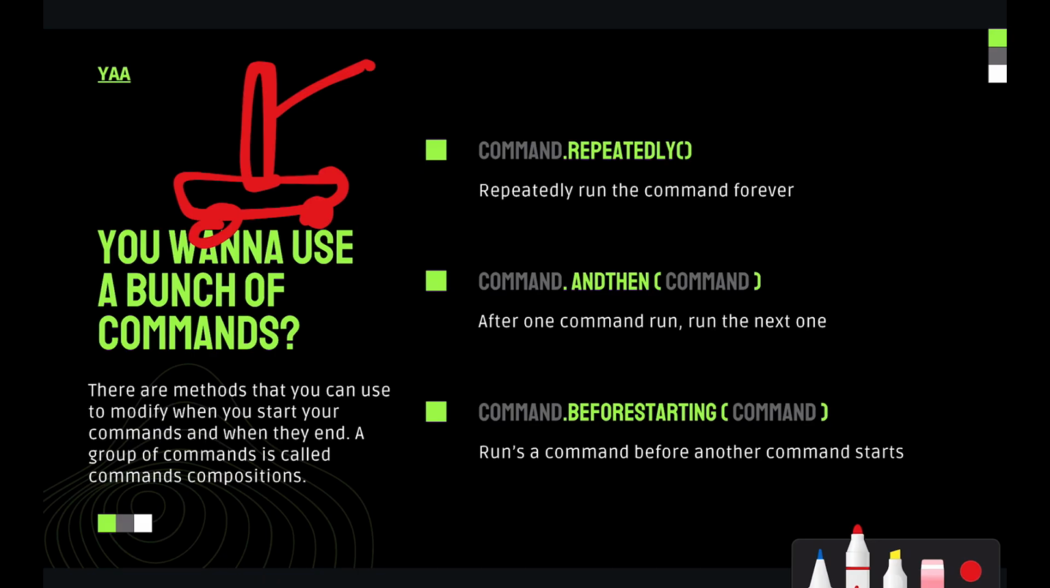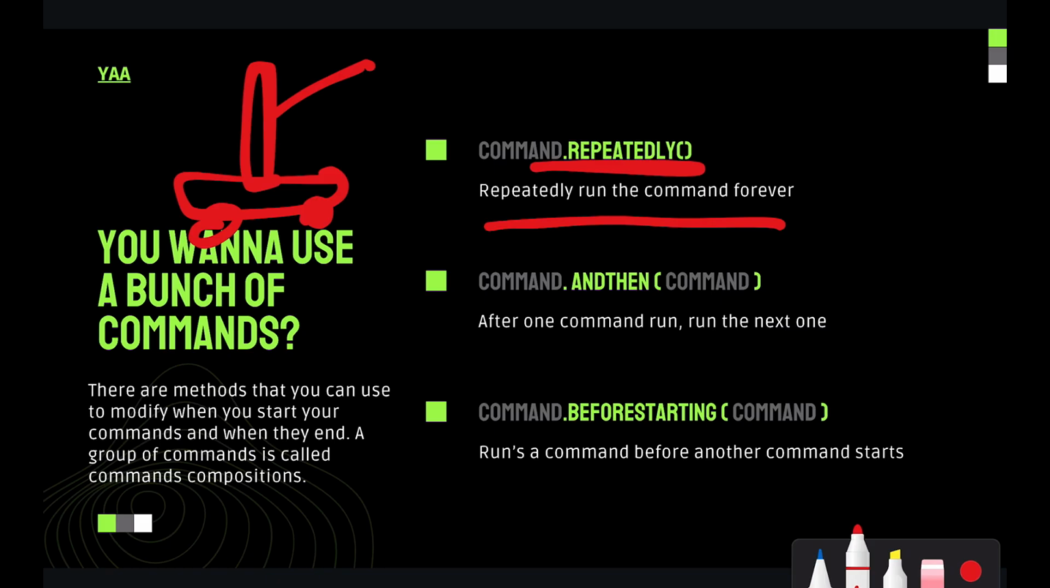There are different methods you can use to control your commands. For example, we have dot repeatedly. And dot repeatedly is not really used for having multiple commands, but I put this as an honorable mention because it runs a command over and over again. Let's say you don't want a command to end, right? Let's say you want to hold the current height of the elevator forever. You can basically use a dot repeatedly. And then maybe you have a trigger for when to start it.